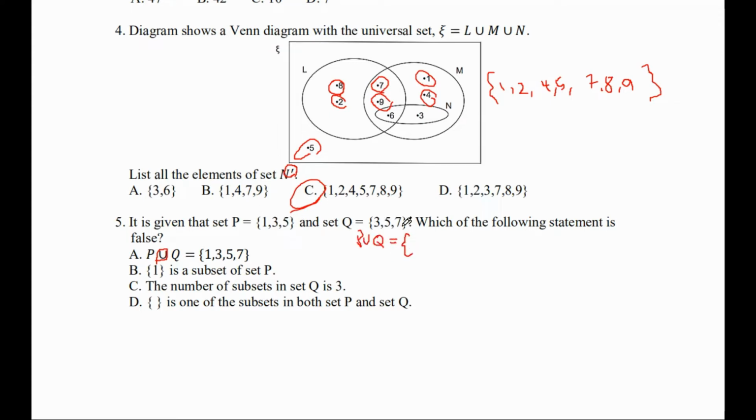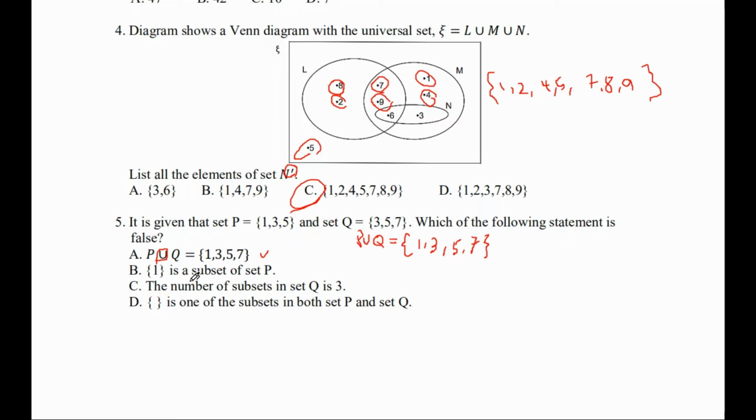So for P, we have 1, 3, 5, and for Q we have 3, 5, and 7. 3 and 5 are already there, so we do not need to repeat them. So we add in 7. So 1, 3, 5, 7. Okay, so this is correct. Next, 1 is a subset of set P.